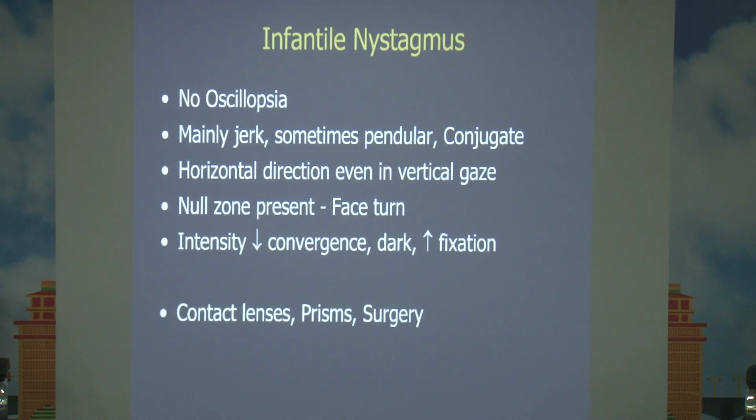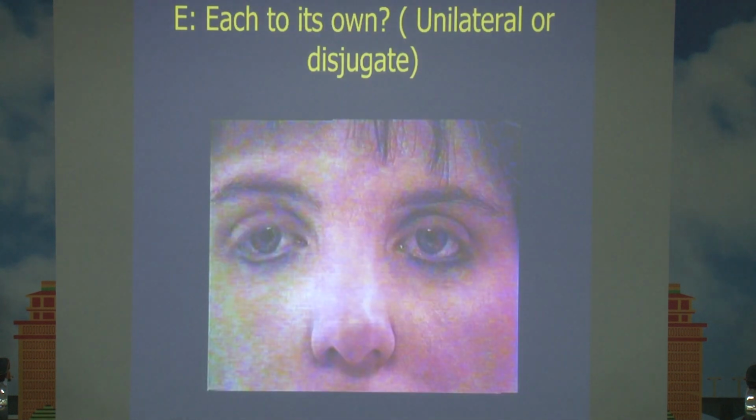These are, as described in the textbook, the features of congenital or infantile nystagmus. They are asymptomatic. They are mainly jerk, though they can have a pendular or torsional component as well. There is a null zone which is present. When the patient converges, the intensity goes down, and it will increase when the patient is fixating.